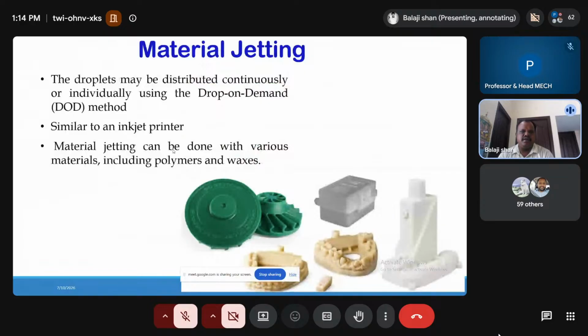The droplets may be distributed continuously or individually using the drop on demand method, similar to the inkjet printer. That is, which area the droplet should be injected to the field. Based on the CAD modeling data, only the particular place should the droplet be spread. Material jetting can be done with various materials, including polymers and waxes. These are the typical examples for material jet based prepared components.